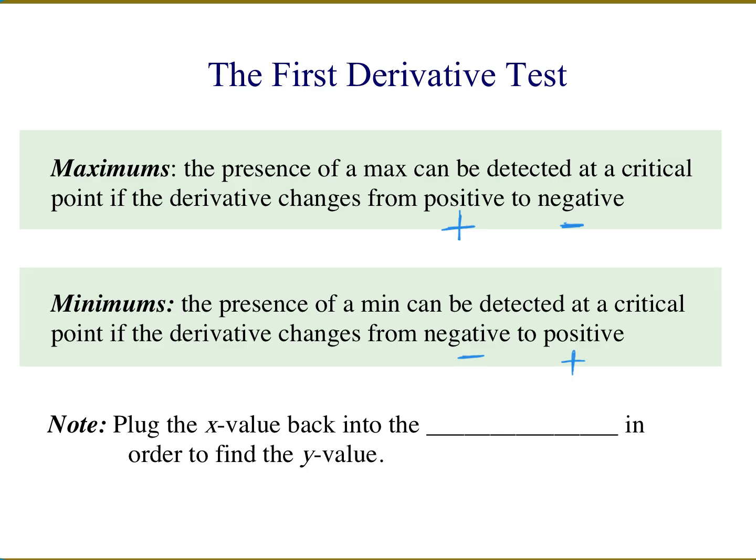What if it's a plus plus? It means it was going up, and then it was going up again. Is that a maximum or a min? Neither. Okay, or a minus minus? Nothing. Only the change tells you the presence of a maximum or minimum.